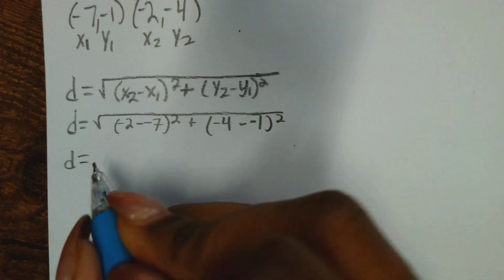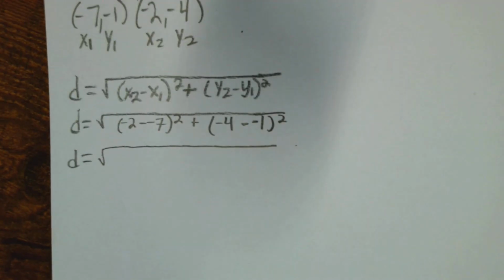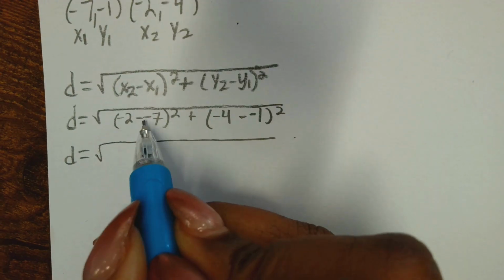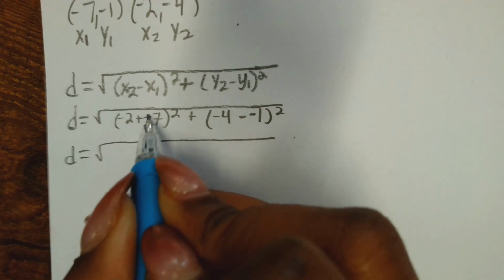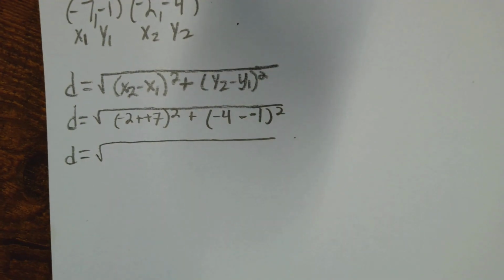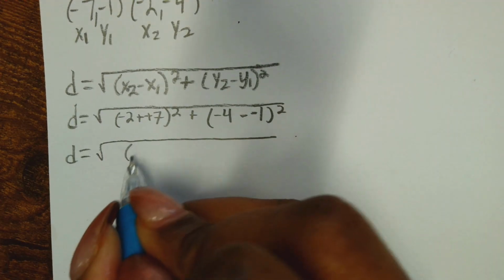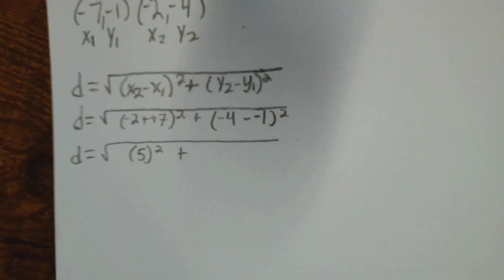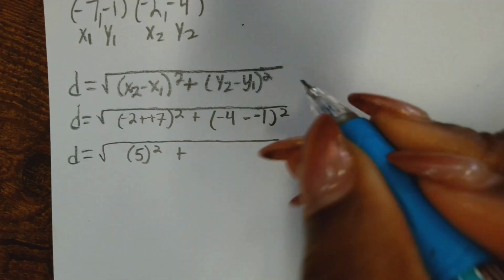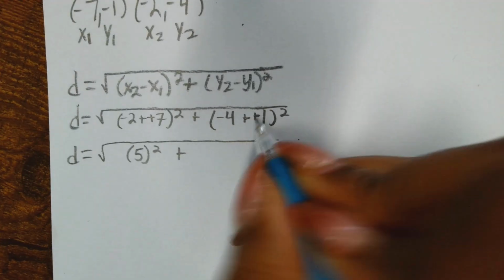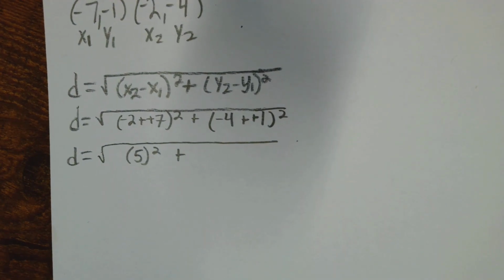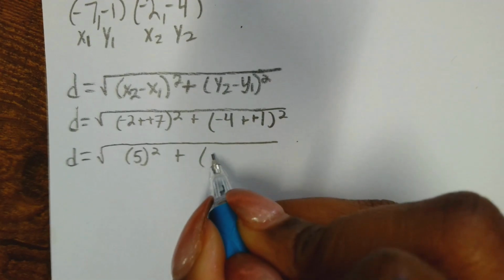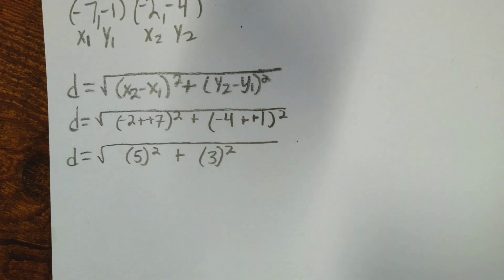All right, square root. In this parentheses, minus a negative is plus a positive. So that's going to be negative 2 plus 7. What's negative 2 plus 7? 5. So we got 5 squared. Plus, again, minus a negative is plus a positive. Negative 4 plus 1 is negative 3. So we have negative 3 squared.